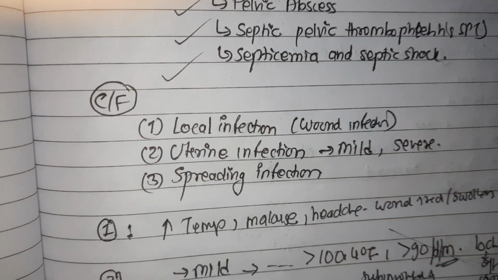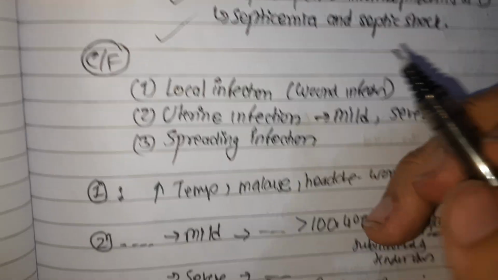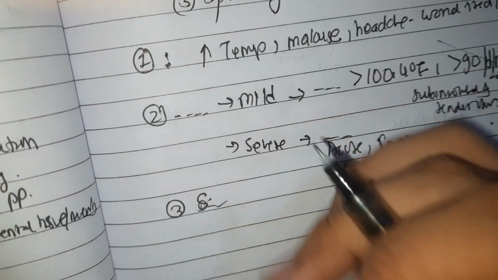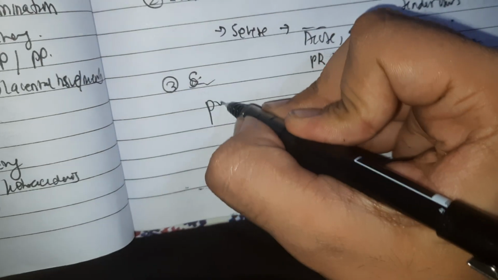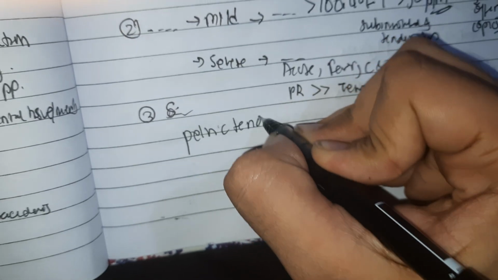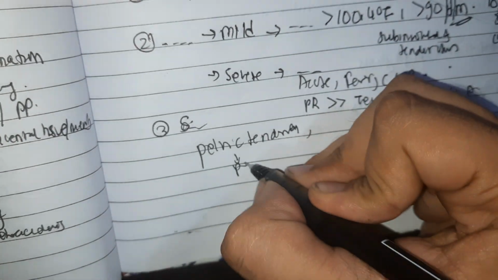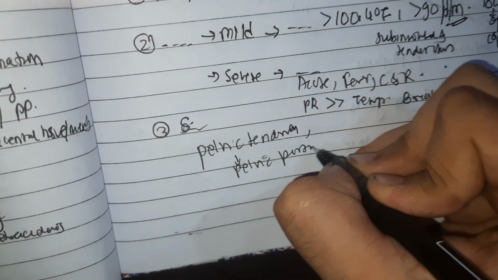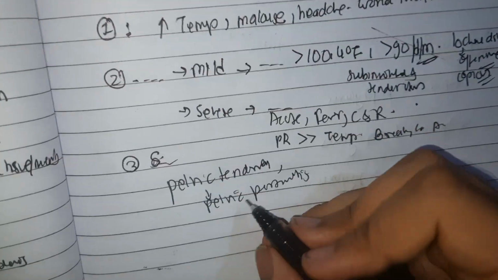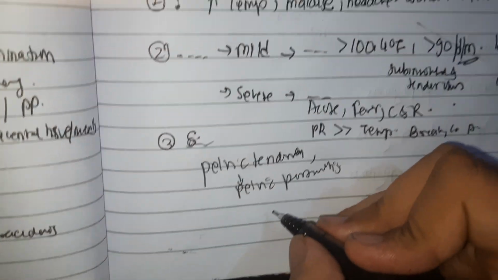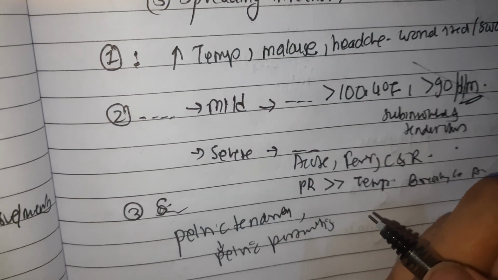And in the spreading infection, the extrauterine spread is evident by the presence of pelvic tenderness. In the spreading infection, there is pelvic tenderness due to the pelvic peritonitis. Sorry for my handwriting. And the pelvic cellulitis with tenderness on the fornix. There can be pelvic cellulitis with tenderness on the fornix due to parametritis.